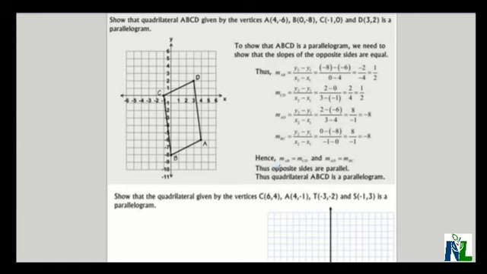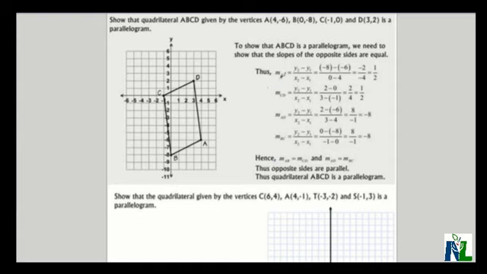We're going to look at an application question of parallel and perpendicular lines. It says show that the quadrilateral ABCD given by the vertices is a parallelogram. Well, if it's a parallelogram, it must have two pairs of parallel lines. And we've learned how to find the slope of lines. And if they are parallel, then they have the same slope.